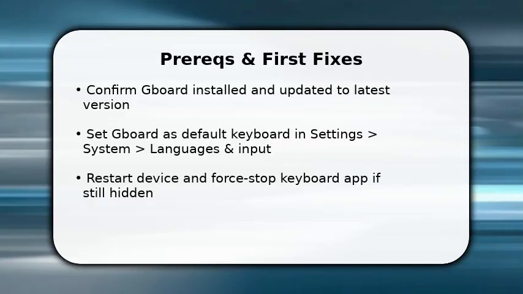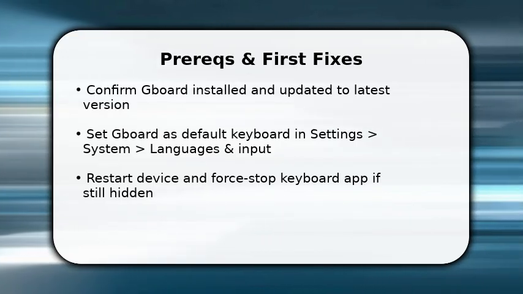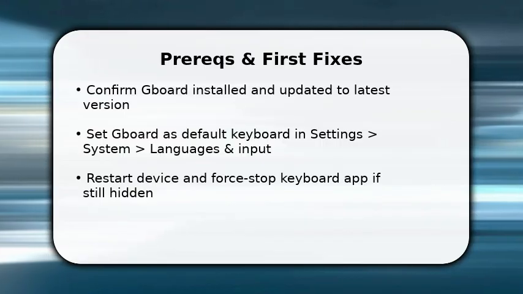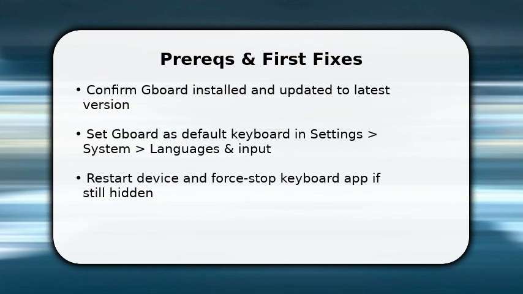You need the basics in place before deeper work. Confirm Gboard is installed and updated, then set it as your default keyboard. Once done, go to Settings, System, Languages and Input, and pick Gboard explicitly. If Gboard still does not appear, force stop the app and restart the phone. That clears transient service errors. Make sure no other keyboard app is set to auto-enable. These first actions resolve most simple visibility problems quickly and prepare the device for targeted fixes.